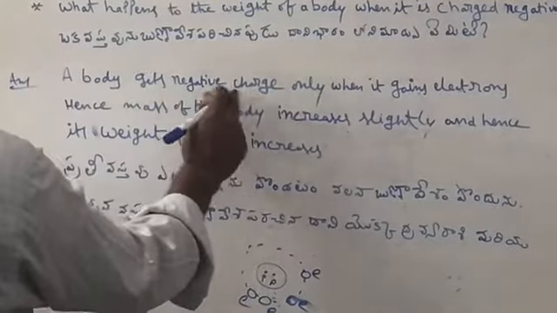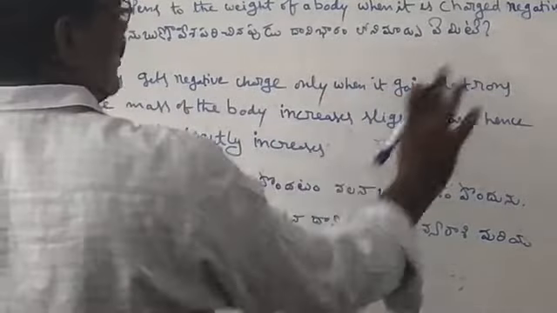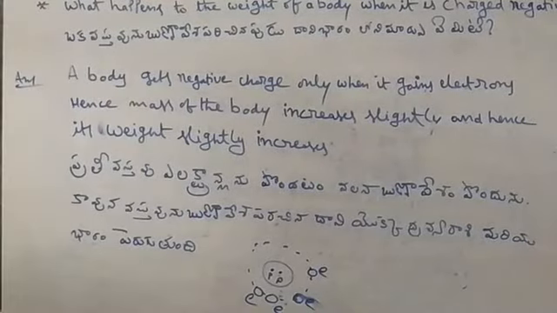A body gets negative charge only when it gains electrons. Hence the mass of the body increases slightly and hence the weight of the body increases slightly.